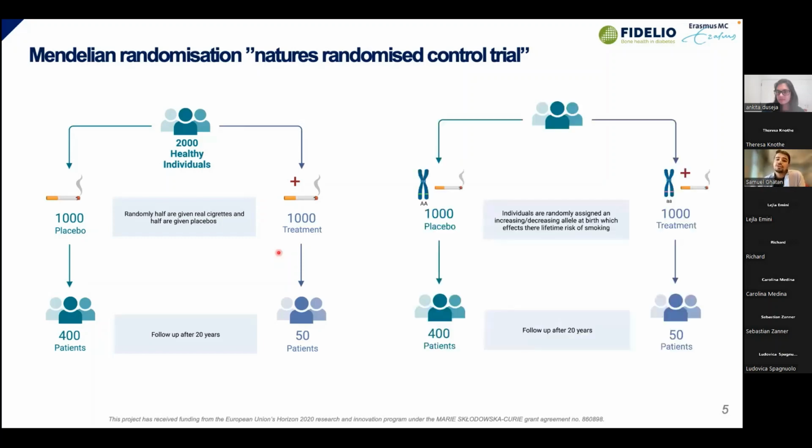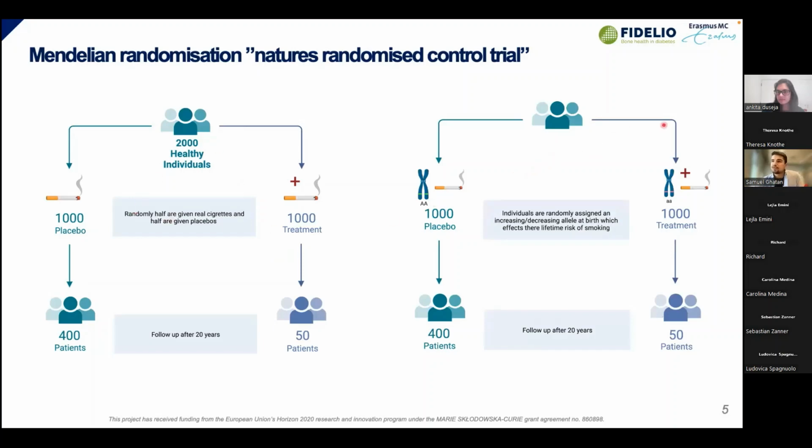So we know that there's certain genetic factors that increase or decrease your risk of smoking. These are randomly assigned to you at birth. So we have a randomization of confounding factors. So we can actually use this to generate two groups in the same way we do in a randomized control trial. So we can do the same.